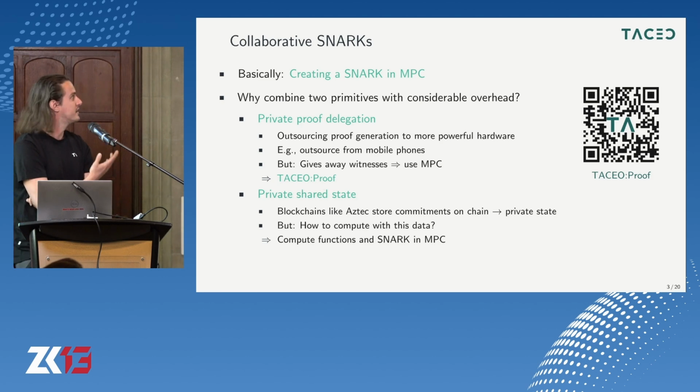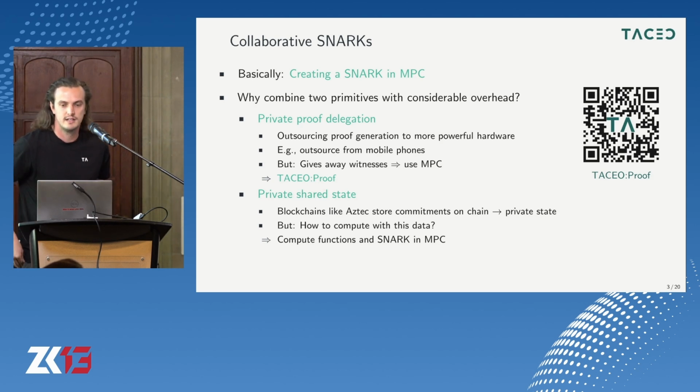And recently we launched the TACEO proof for beta testing. So this is our solution for private proof delegation. At the moment it works with Circom and the Groth16 prover, and also in the future our CoNoir implementation will be possible to do with TACEO proof. So check out the blog post on the right if you're interested.